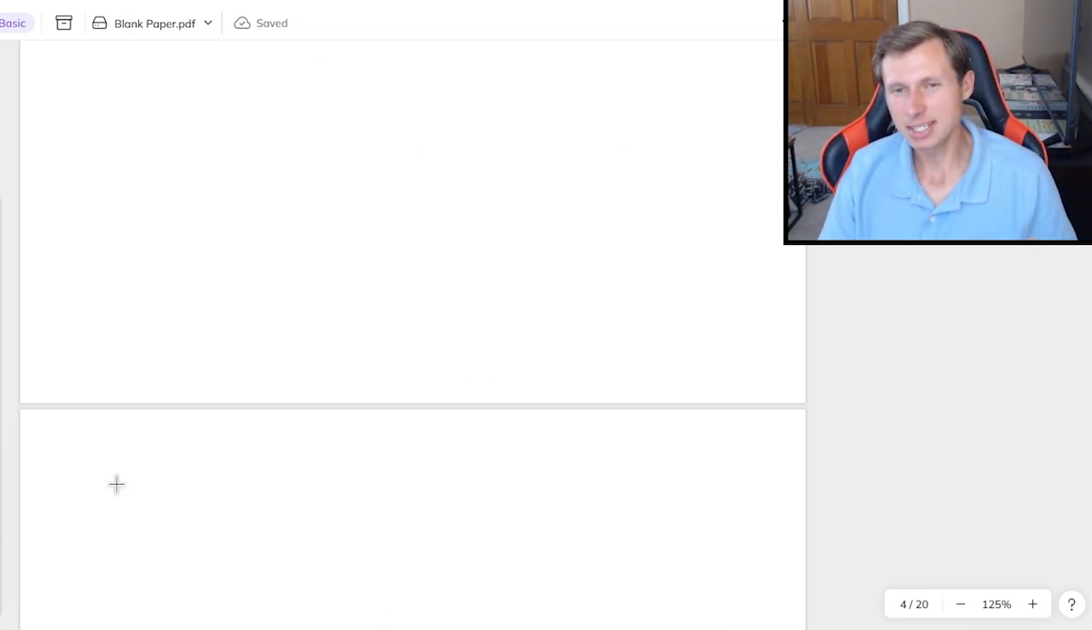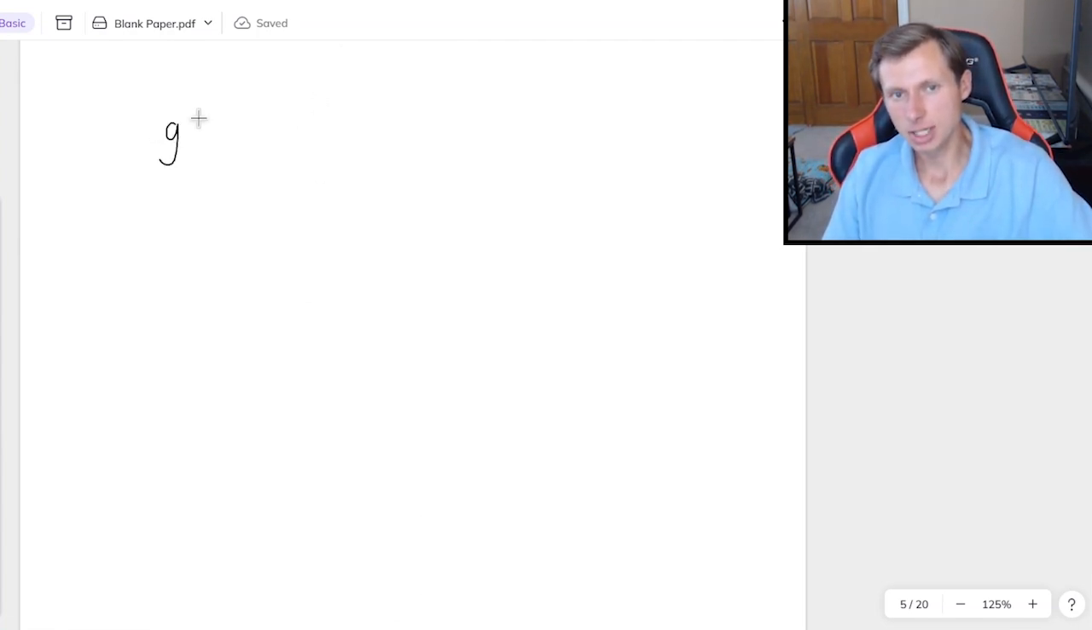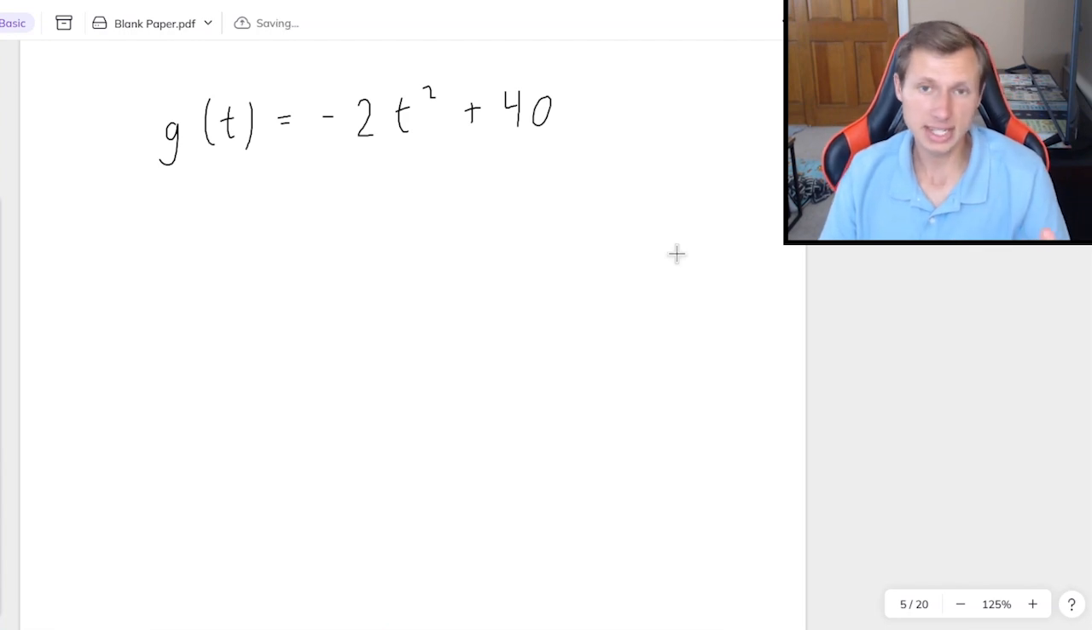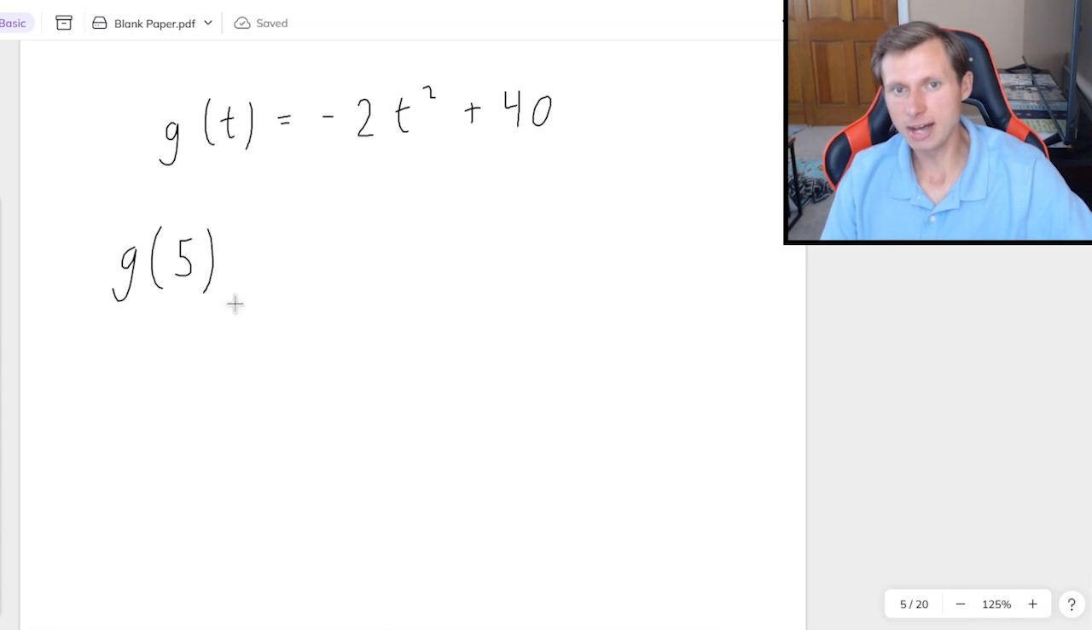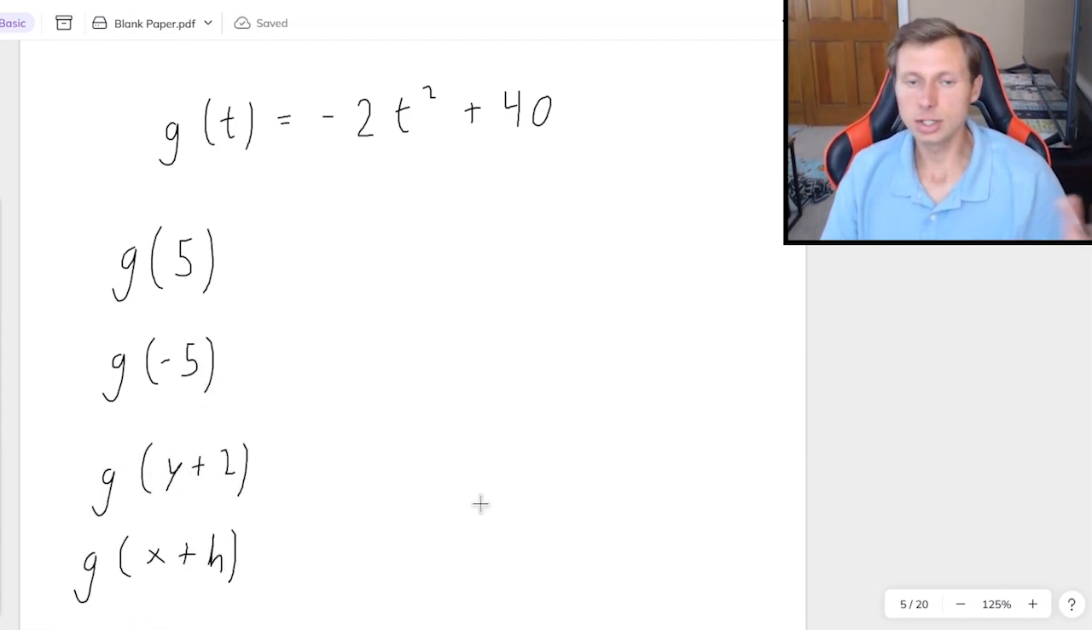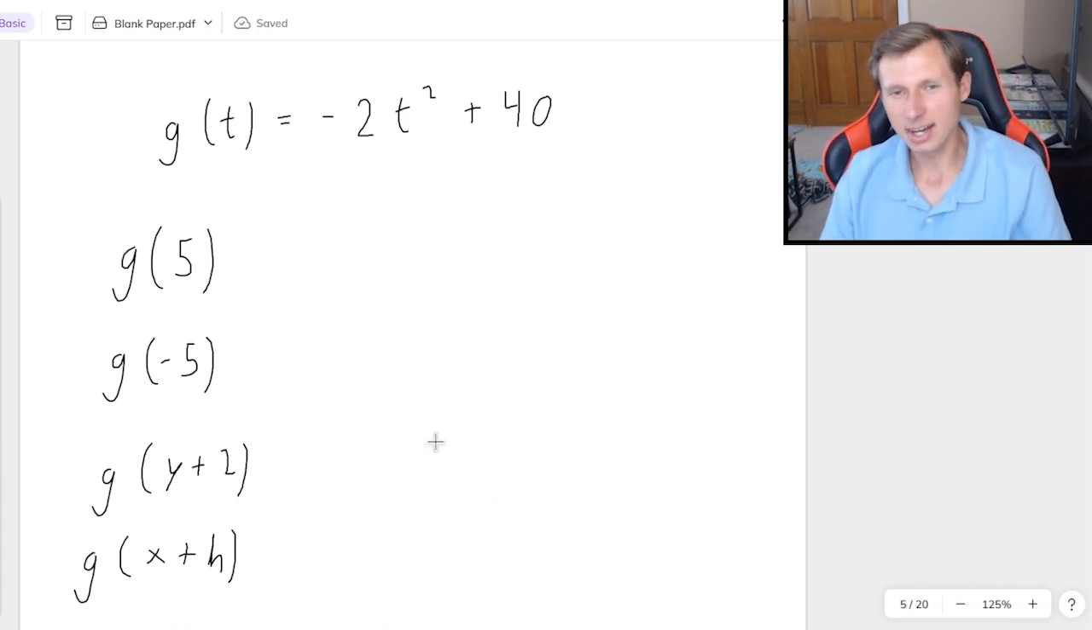So hopefully that makes sense. If not, we have one more example we're going to look at today. This time I have the function g of t is equal to negative 2t squared plus 40. Even though it's t instead of x, it's the same idea. So in other words, when I ask for g of 5, you're just going to be plugging in 5 wherever you see a t. And so now let me just write out all 4 questions I'm going to have for this one. And in no particular order, I want you to find all 4 of these. So pause the video, and when you're ready to see the solution, unpause.